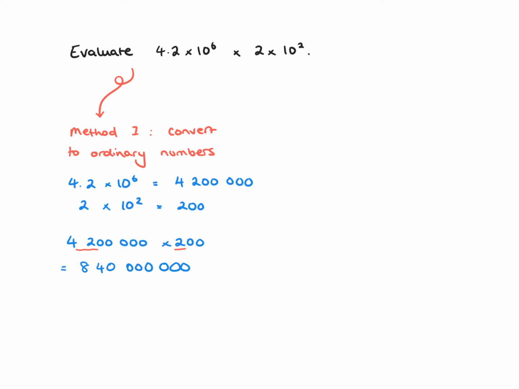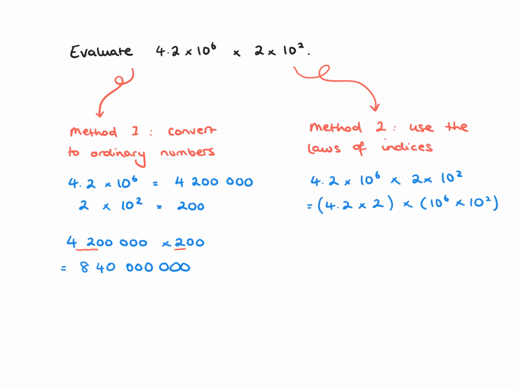But we did say there was a second method here, and this involves using what we already know about powers, about the laws of indices. We begin here by recalling that multiplication is what we call commutative. That means it can be done in any order. And so we can rewrite our calculation as 4.2 times 2 times 10 to the 6th power times 10 squared.